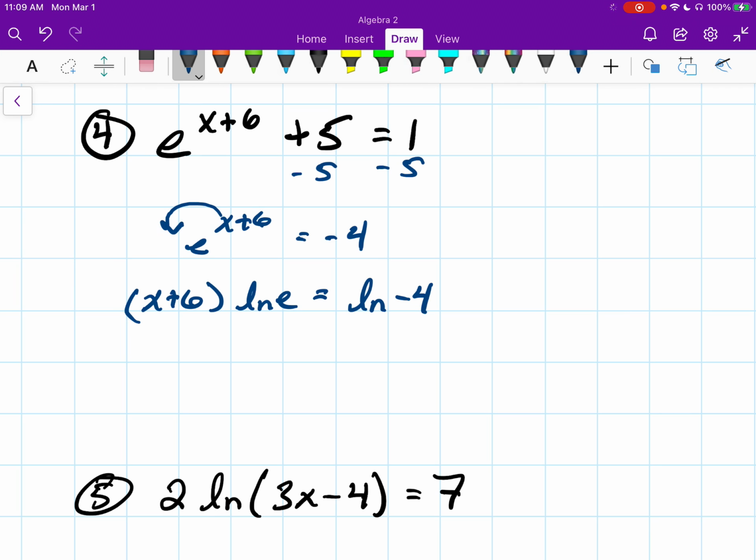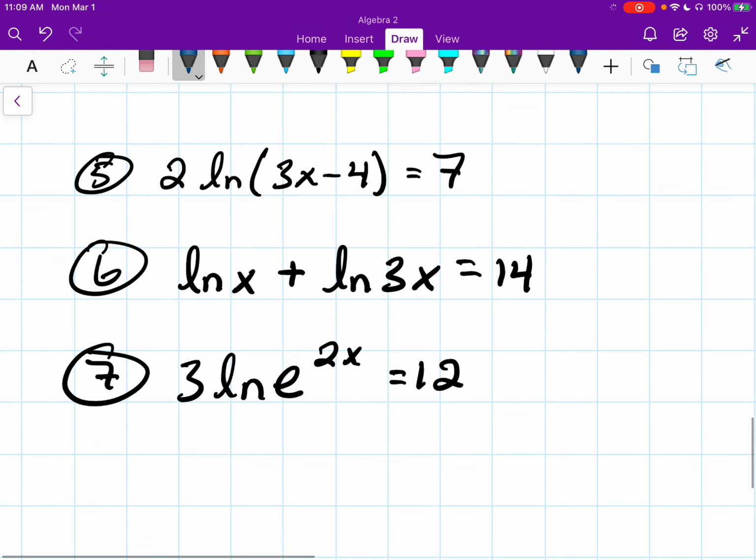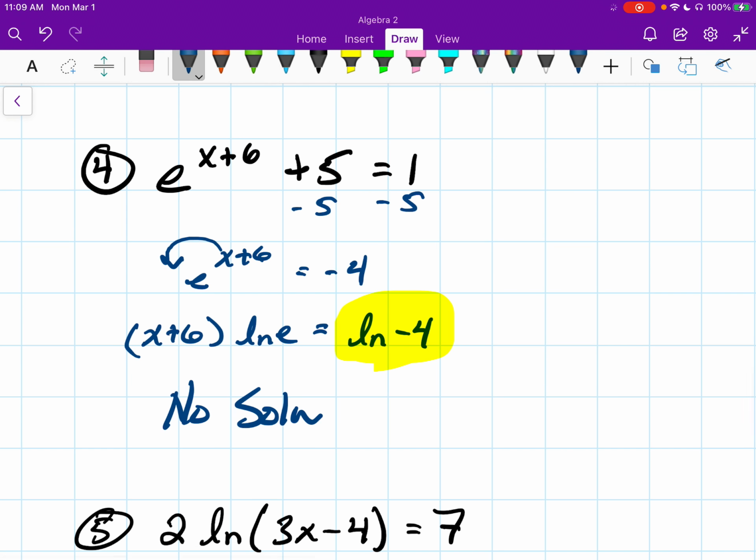So let's pause right here and think about what's happening. We have the natural log of negative 4. Can we plug a negative into a log? The answer is no. So this is actually going to be no solution. Again, the reason that it is no solution there is because you can't plug a negative into a log.